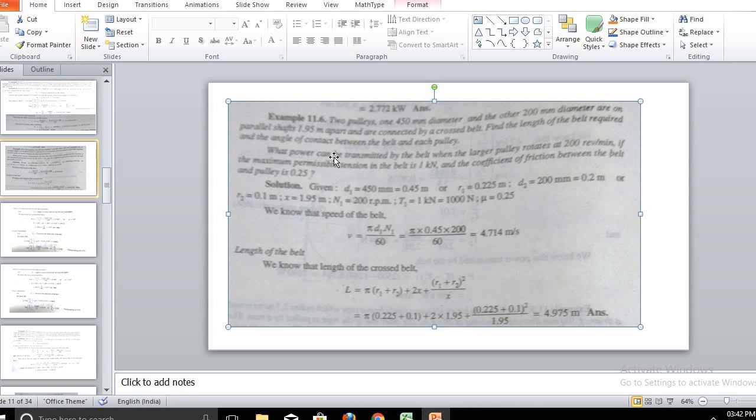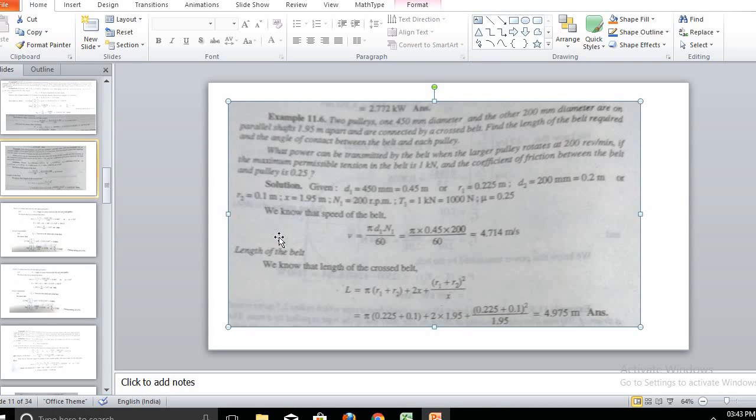What power can be transmitted by the belt when the larger pulley rotates at 200 rpm, if the maximum permissible tension in the belt is 1 kN and the coefficient of friction between the belt and pulley is 0.25? So here two pulleys are given, one having diameter 450 mm, converted into meters 0.45 m, divided by 2 gives the radius. Now d2, the other pulley diameter, is 200 mm, converted into meters 0.2 m, divided by 2 gives the radius. The center distance between the two parallel shafts is given as 1.95.